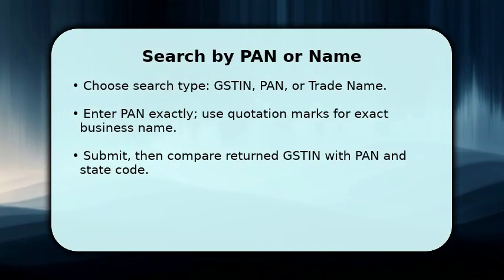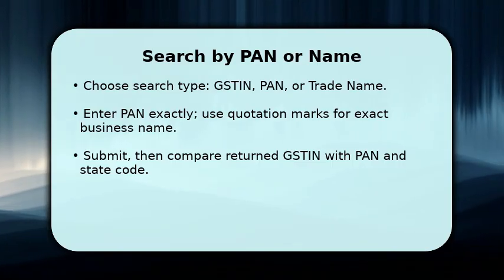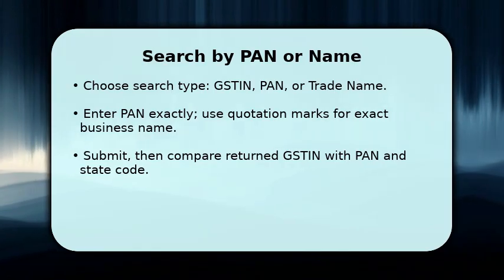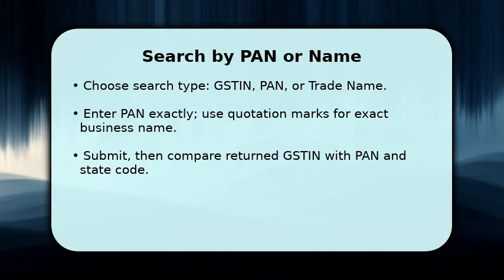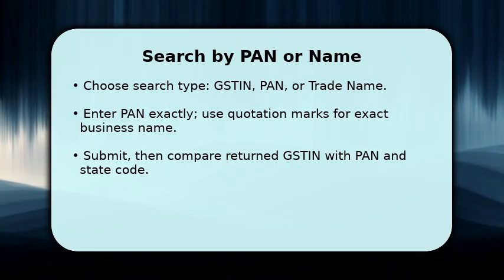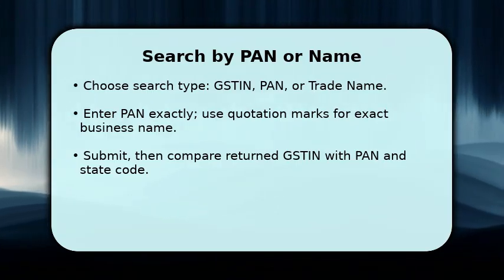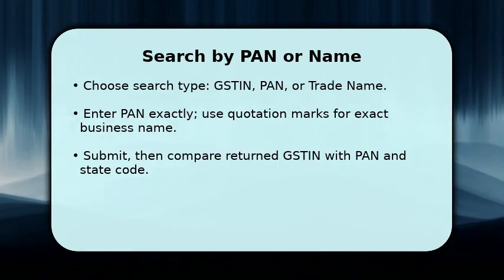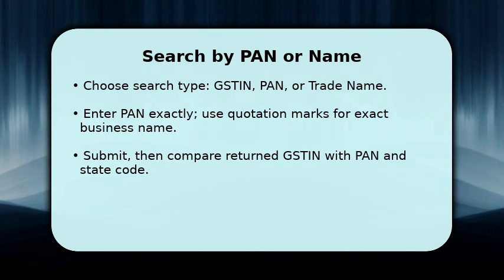Once logged in or on the public Search Taxpayer page, pick your search type, GSTIN, PAN, or trade name, depending on what you have. Enter the PAN exactly. This is the fastest way to find a GSTIN linked to a PAN. If using a business name, use precise spelling or quotation marks where supported to narrow results. Submit the query, then verify the returned GSTIN by checking the embedded state code and PAN segment so you confirm it belongs to the correct entity.